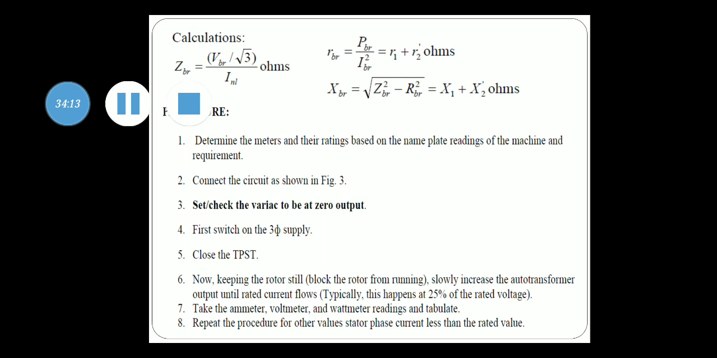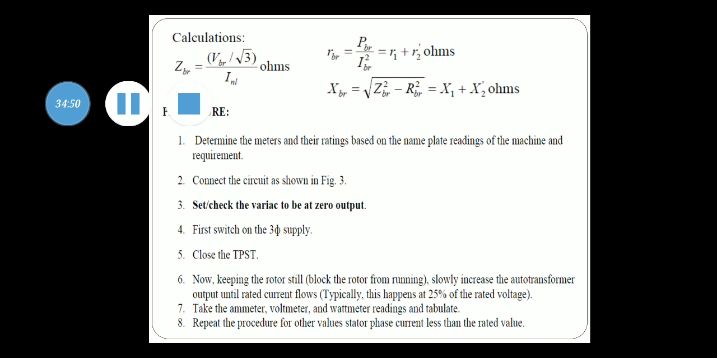This is the procedure given here. Determine the meters and their ratings based on the nameplate readings of the machine and requirement. Connect the circuit as shown in the figure. Check that the variac is at 0 output. First switch on the 3-phase supply and close the TPST switch. Now, keeping the rotor still under blocking condition, slowly increase the autotransformer output until rated current flows. Typically it is about 25% of the rated voltage that you get. Take the ammeter, voltmeter and wattmeter readings and tabulate them.